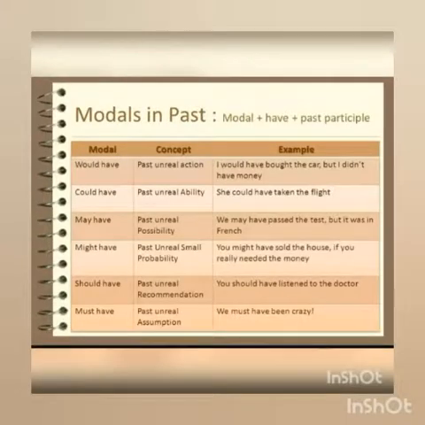And here we will continue discussing modal verbs, but here we have got other different types of modal verbs. They are would have, could have, may have, might have, should have, and must have. We use would have for past unreal actions, could have for past unreal ability, may have for past unreal possibility, should have for past unreal recommendation, and must have for past unreal assumption.